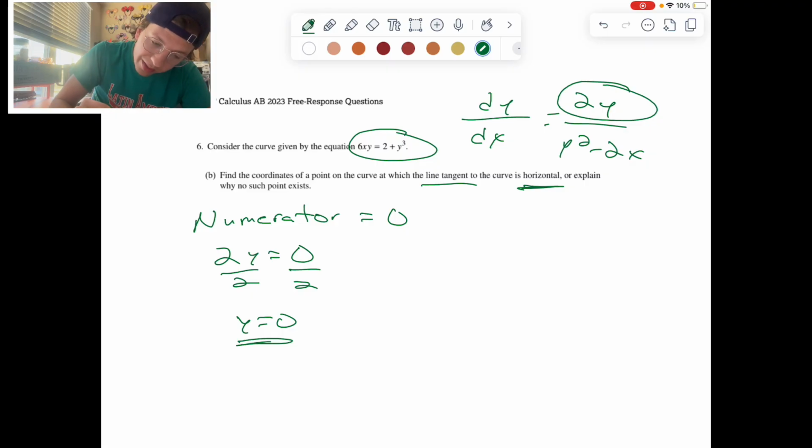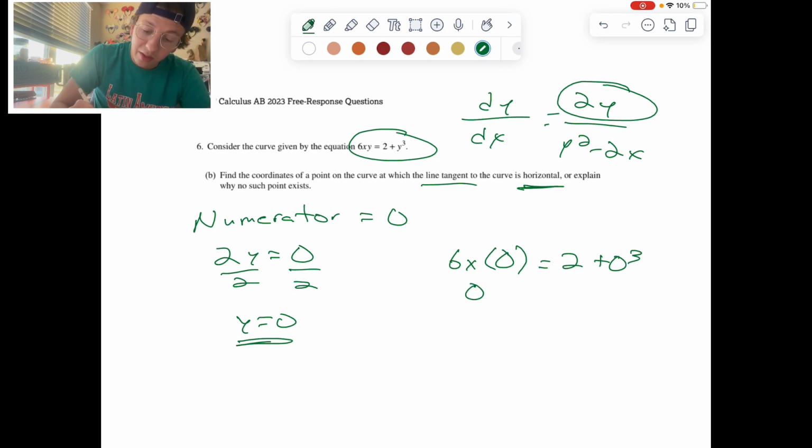So I'm going to plug that y is equal to 0 into our curve. So every time I see a y, I'm going to plug in 0. So then we get 6x times 0 is equal to 2 plus 0 to the third. We get 6x times 0, 0 is equal to 2. Is that true? Wait, is that true? 0 is equal to 2? This is false.